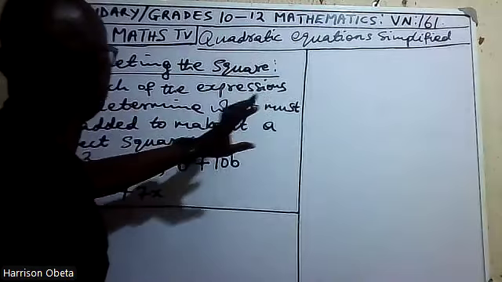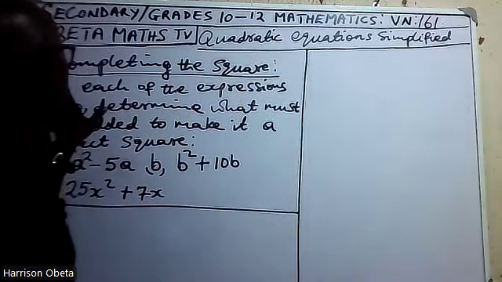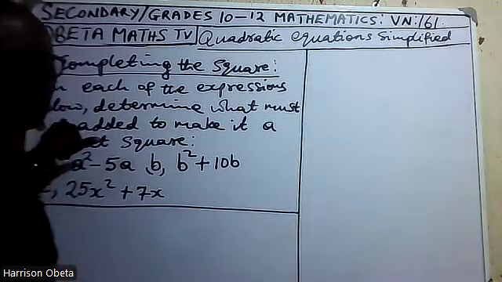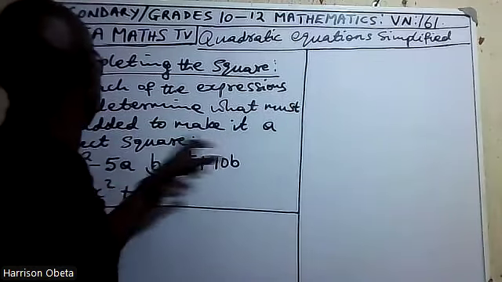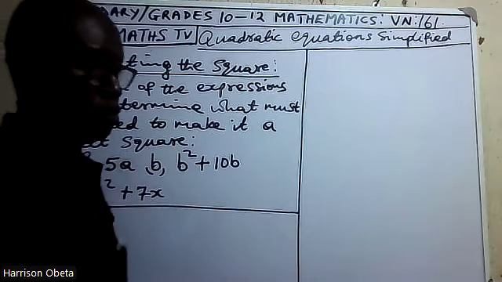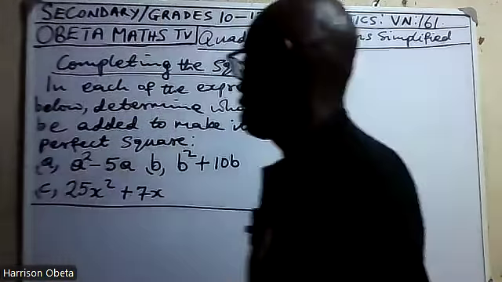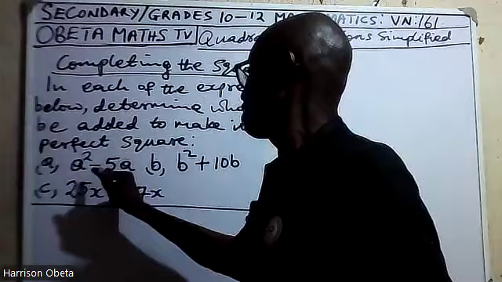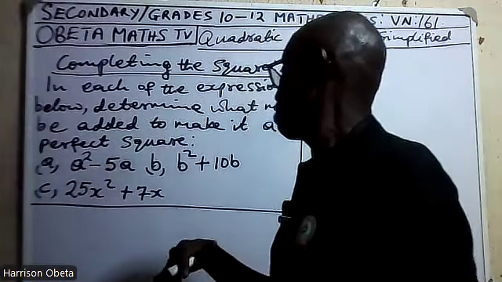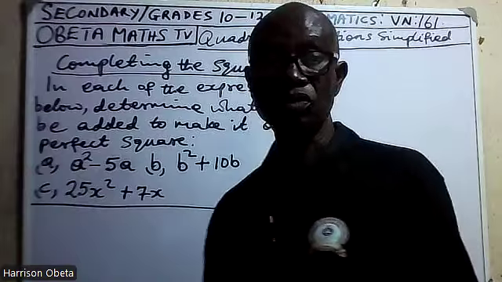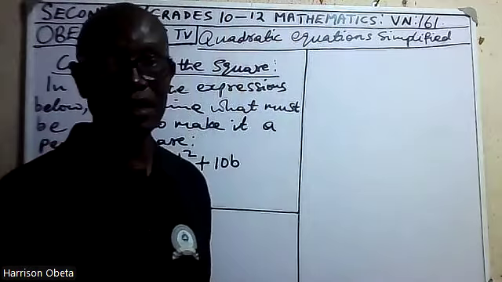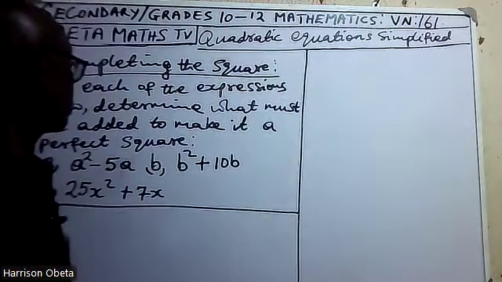In each of the expressions below, determine what must be added to make it a perfect square. That means we are going to determine what will be added to this to make it a perfect square, this to make it a perfect square, and this also. In other words, we have about 3 questions to answer.